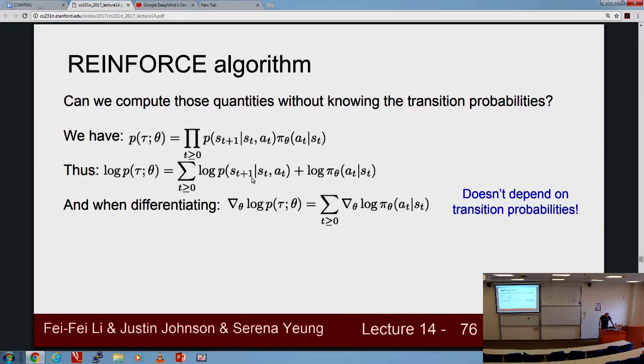The first term disappears. Why? Because it doesn't actually have theta in it, right? The part that I don't know, the part that comes from the model, the part that affects my state transitions, disappears when I take the gradient, because it doesn't depend on theta, and I'm taking the gradient with respect to theta. So the gradient of the first part is zero, and the gradient of the second part is a function that I do know. This is my neural network computing probabilities for actions given states, and I can certainly differentiate that with respect to theta.